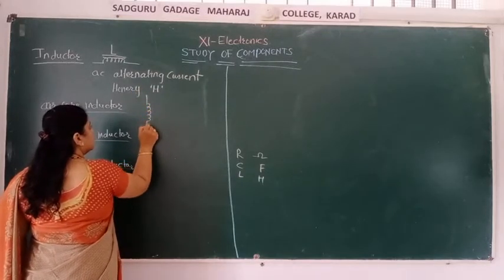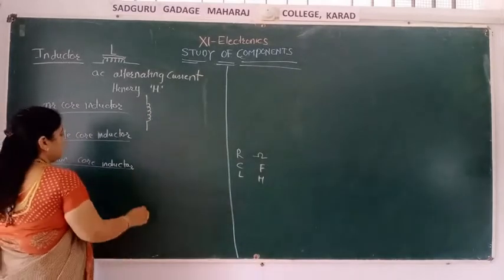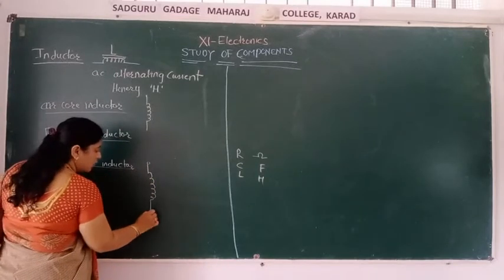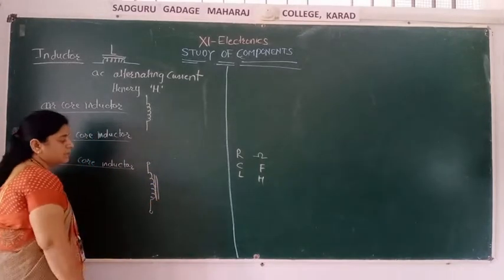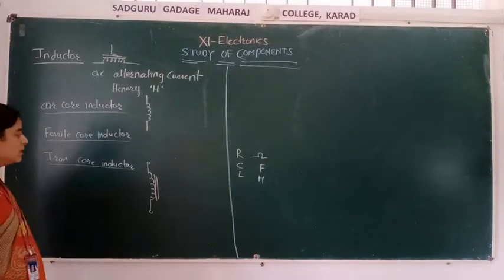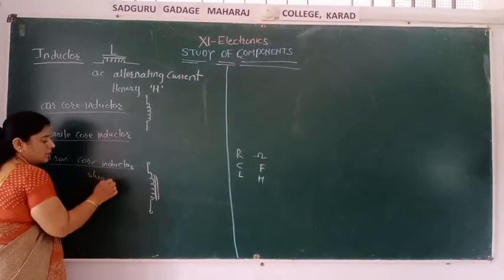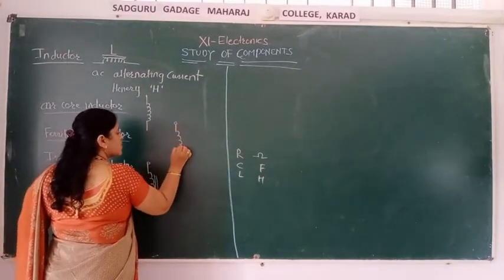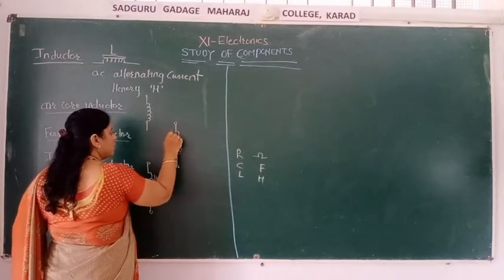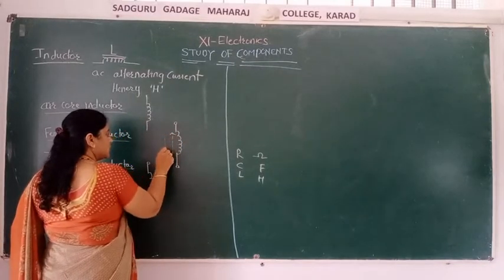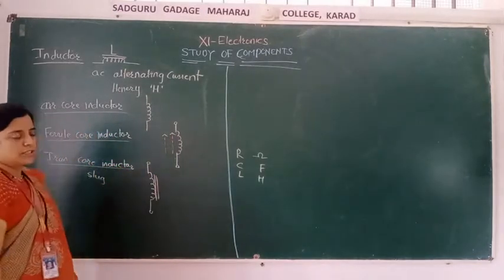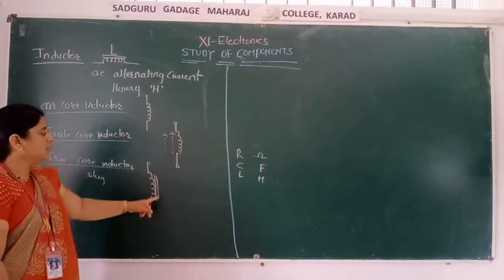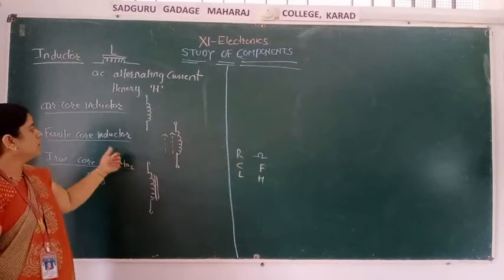The symbol for the air core inductor is like this, and the symbol for the iron core inductor is like this. The iron slug acts as the core here, and the ferrite core is like this. The symbol for the ferrite core inductor has a little change in these lines. Here no lines are present, here two lines are present, and here dotted lines are there in the ferrite core.